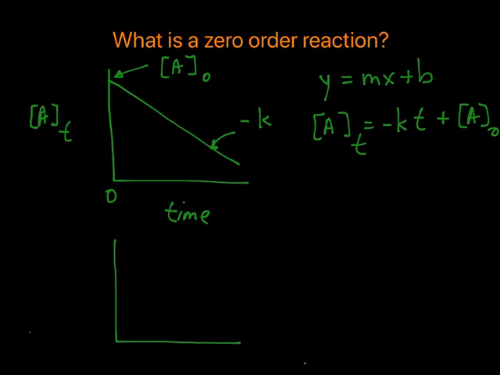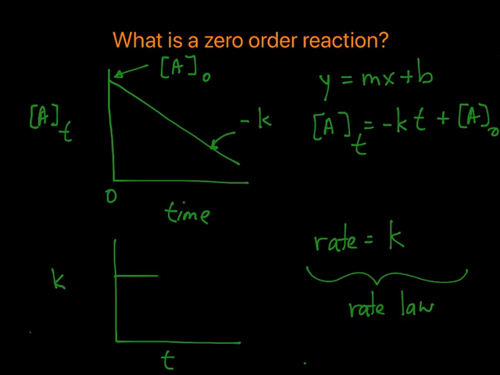Speaking of graphs, if you wanted to graph the rate of a zero-order reaction over time, since rate is a constant, that means K is a constant. That is your rate law for a zero-order reaction. Then the graph is this.